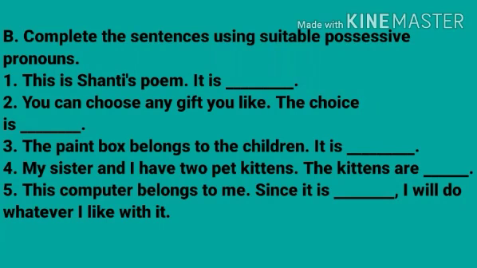Number 3, the paint box belongs to the children. It is blank. Number 4, my sister and I have two pet kittens. The kittens are blank. Number 5, this computer belongs to me. Since it is blank, I will do whatever I like with it.